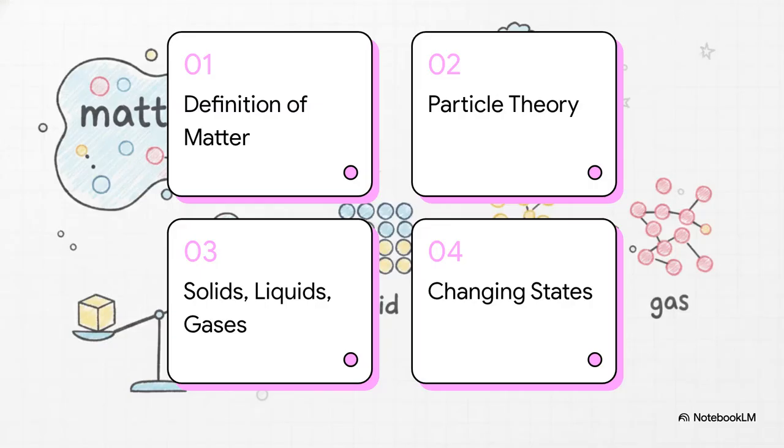Here's our quick roadmap for today. First, we'll establish the precise definition of matter. Second, we'll hit the secret particle theory. Third, we'll look at solids, liquids, and gases. And finally, we'll explore changing states of matter. We're building this up straight from the micro all the way to the macro level.